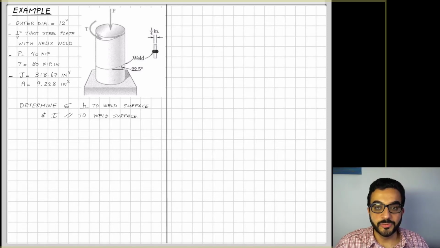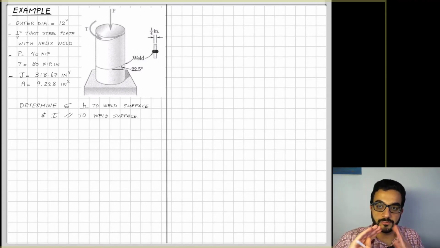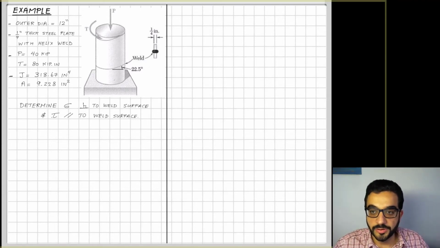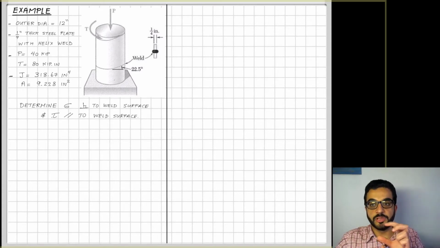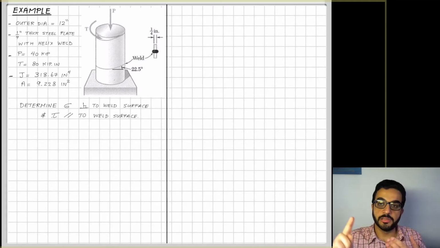Hi there. This video will see the second example of using Mohr circle to transform stresses from one orientation to another. In this example we have a tube made up of 1/4 of an inch thick steel plate. You bend it to form the tube, but then you weld it. The plate is welded in a helix way. It's a butt weld, but it's done in a helix kind of contour.